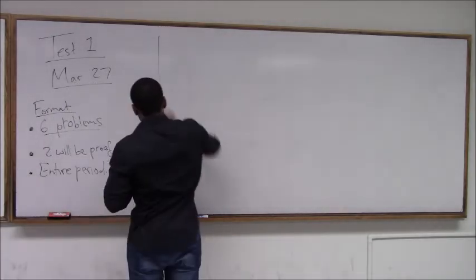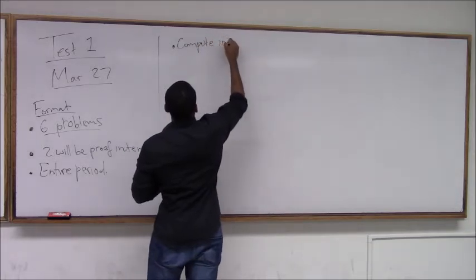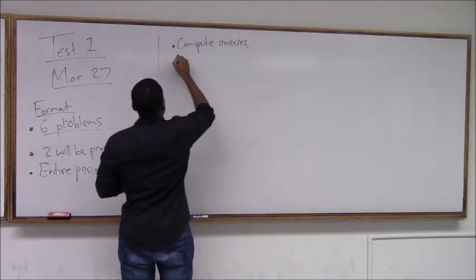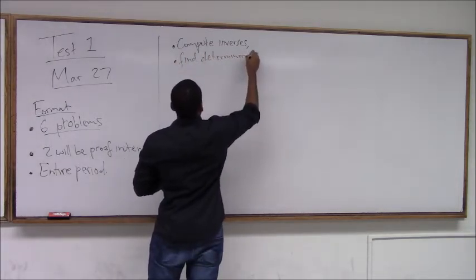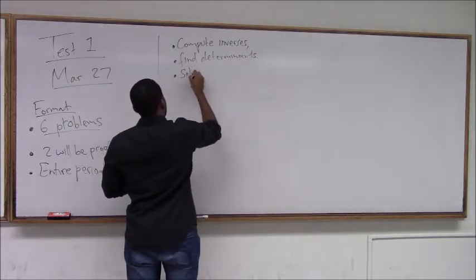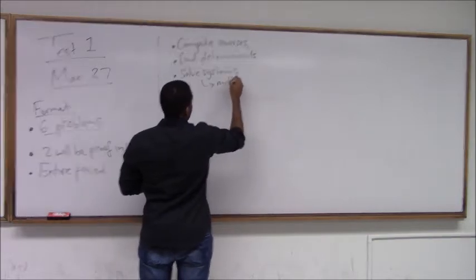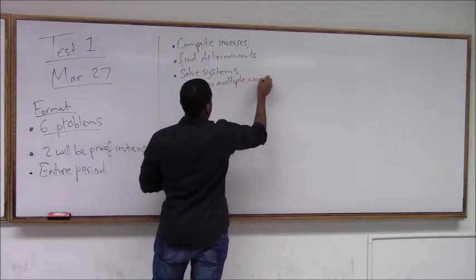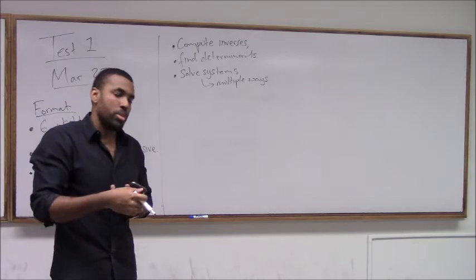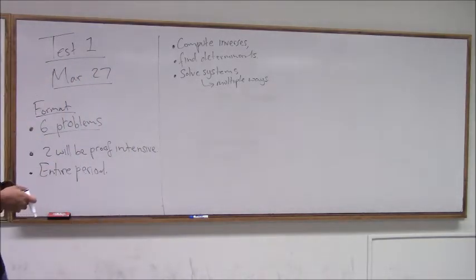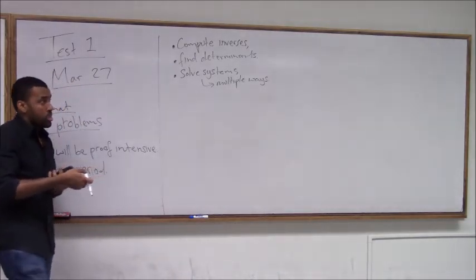Basically, I expect you to know how to compute inverses, and of course find determinants. I expect you to know how to solve systems, and of course you should know multiple ways to do this. Know when a system does not have a solution, when it does have a solution. If it has infinite solutions, you should be able to figure this out and write it down. If it has a unique solution, you should be able to figure this out and write it down. You should know how to solve it using row reduction as well as using something like Cramer's rule.